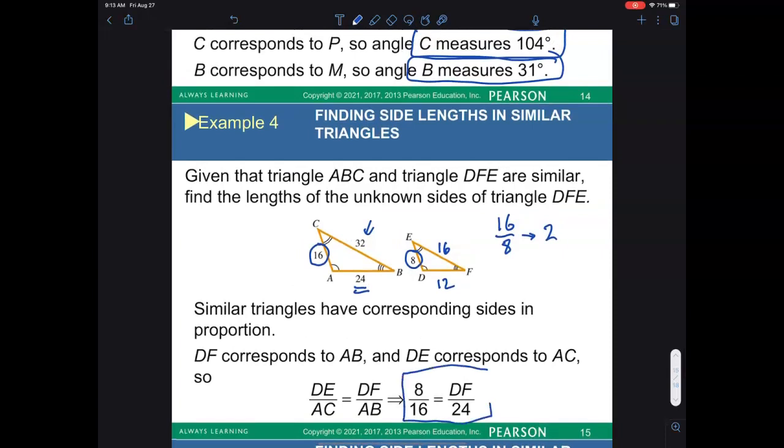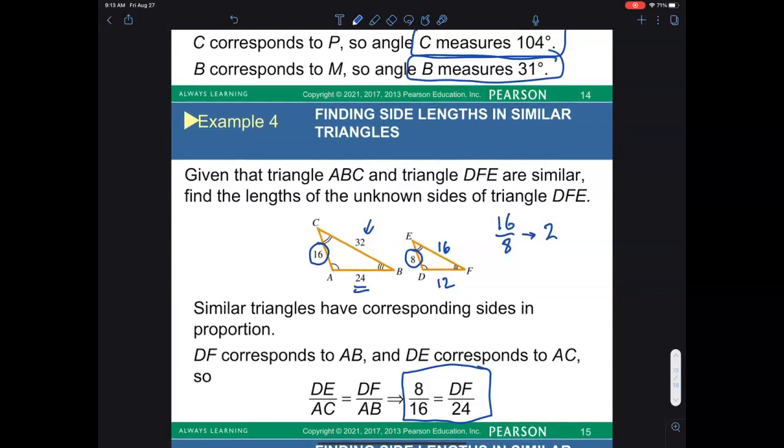And so they do that here. This is what a proportion looks like, a fraction equal to a fraction. And so basically, you'll say something like, side 8 corresponds to side 16 in an equal way that side DF on the bottom of the little triangle corresponds to 24 on the bottom of the big triangle. The little to the big has to match up with all of the corresponding sides, so we get this proportion.